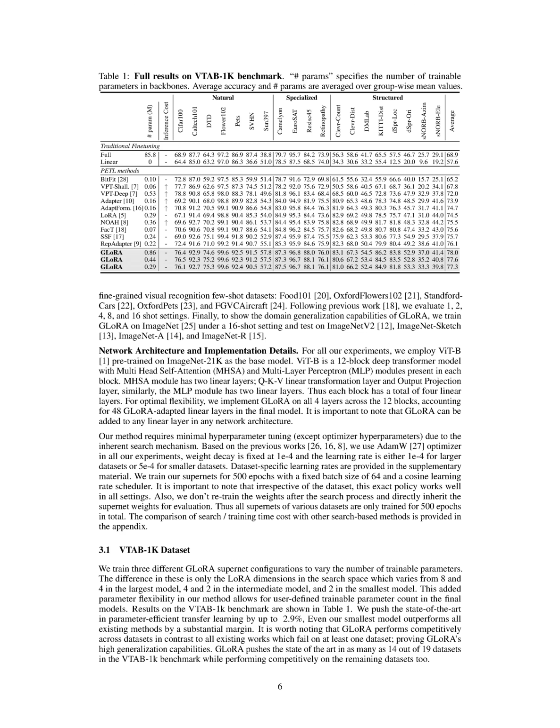Section Summary. The GLoRA model was evaluated on the VTAB-1K benchmark, consisting of 19 image classification tasks clustered into 3 domains. The model was also tested on 5 fine-grained visual recognition few-shot datasets and showed domain generalization capabilities when trained on ImageNet and tested on ImageNet-V2, ImageNet-Sketch, ImageNet-A, and ImageNet-R. The GLoRA model was implemented on all 4 layers across the 12 blocks of the ViT-B pre-trained on ImageNet-21K, accounting for 48 GLoRA-adapted linear layers in the final model. The model was trained for 500 epochs with a fixed batch size of 64 and a cosine learning rate scheduler, and the weights were not retrained after the search process.